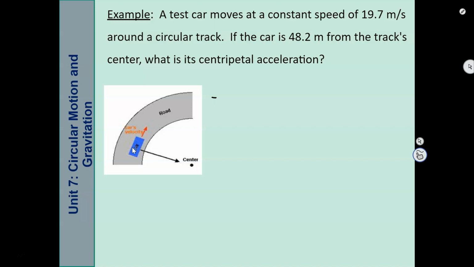So here would be an example. A car moves at a constant speed around a circular track, although the velocity isn't constant, because at every different point on that track the velocity would be changing its direction. If a car is on a track that is 48.2 meters from the center, they want to know what is the centripetal acceleration.